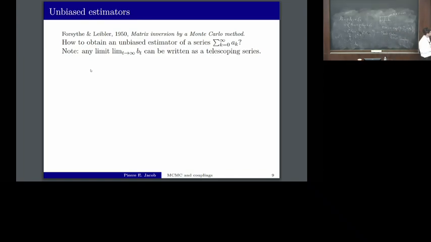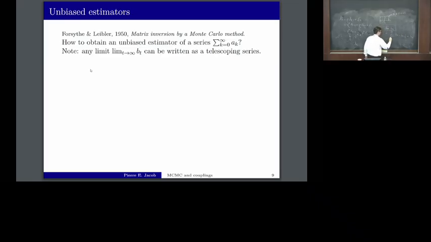So you have an infinite series, you sum a_k, and note that maybe it comes from a telescopic representation of a limit. Because if you have a limit of interest, so you're interested in a quantity that you can compute recursively, but you're interested in the limit. But the limit can be written as the series of b_t minus b_{t-1}, maybe plus b_0.